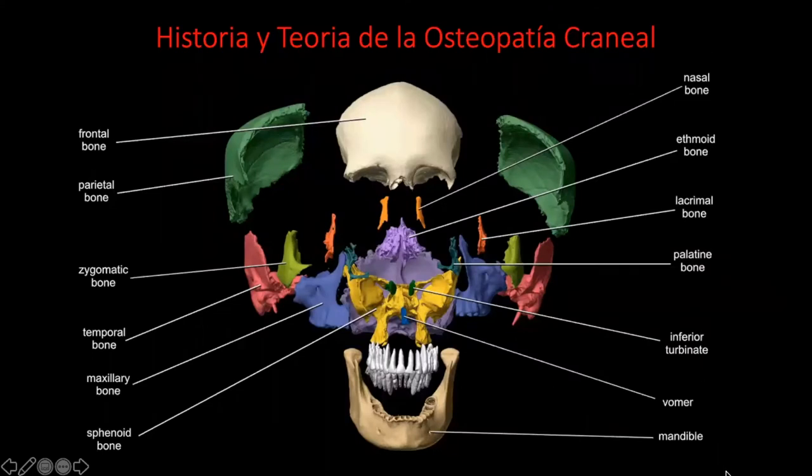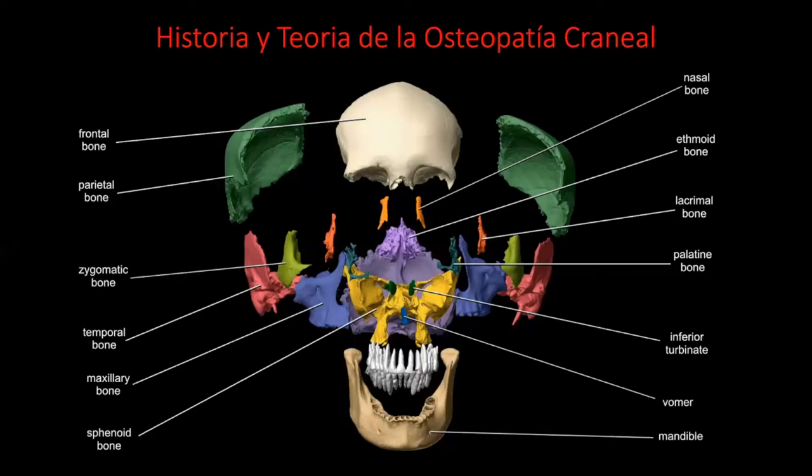Okay, this is going to be a long lecture on the history and theory of osteopathy in the cranial field, or commonly known as craniosacral therapy. Bueno, esto es una clase larga sobre la historia y las teorías de la osteopatía craneal. This basic course, I'm going to give you the basic rules, basic philosophies of how the vault is working. The vault is the room that holds the brain.